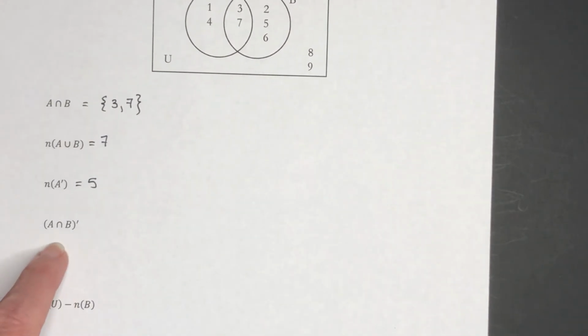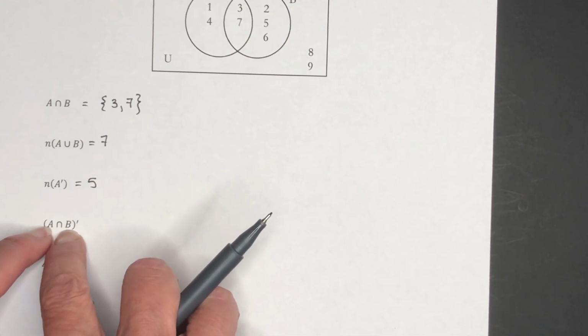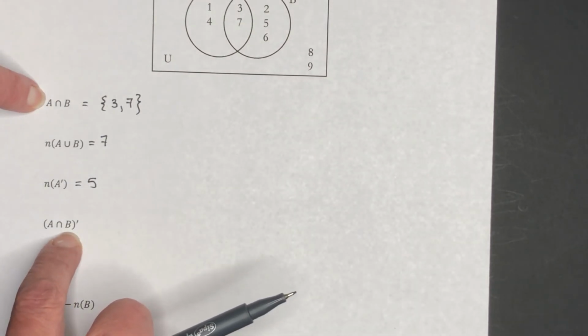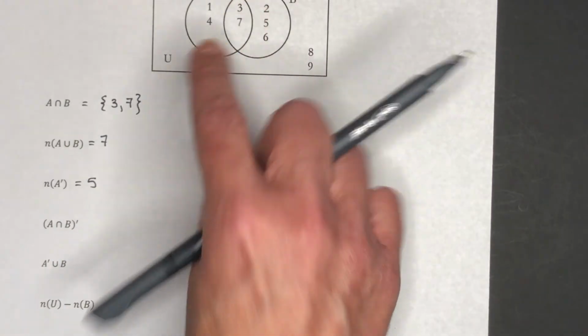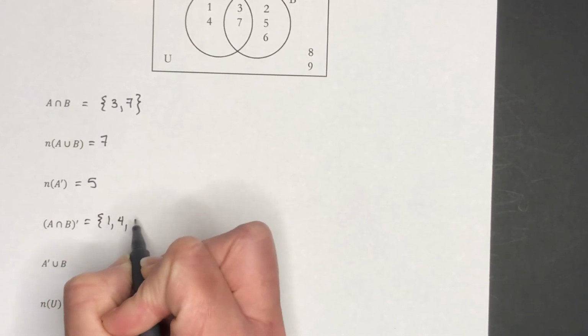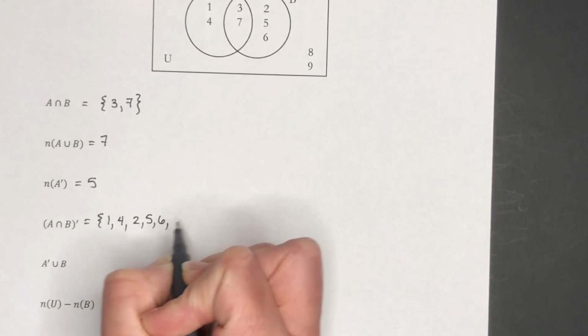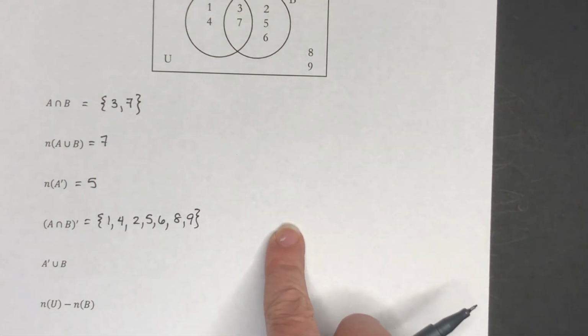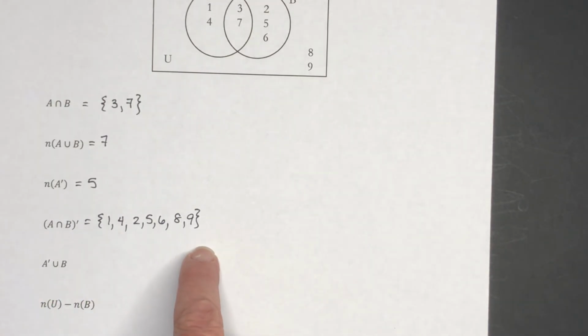Okay, so let's find A intersected with B and the complement. So basically what this is saying is give me everything that is not in the intersection of A and B. Well, the intersection is right here, 3, 7. We figured that out right here. So the complement of it will be everything inside the rectangle that is not 3 or 7. So this is 1, 4, 2, 5, 6, 8, 9, and I just went in order right through there, and so they're not listed in numerical order. You can rearrange that. It technically doesn't matter.